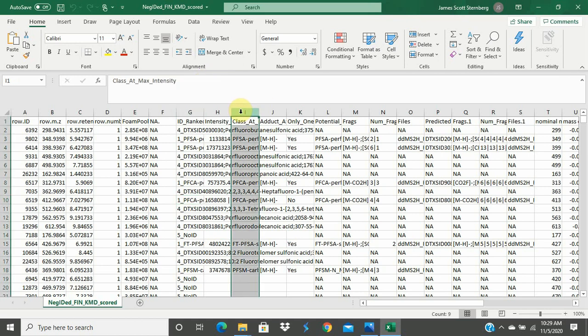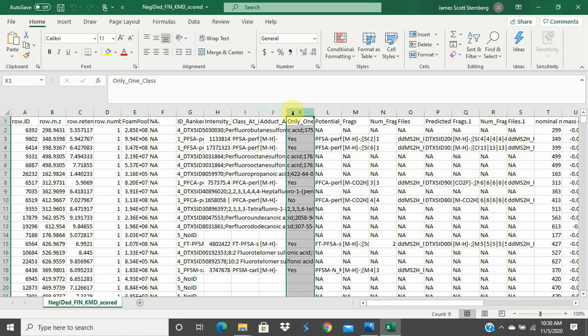The column labeled class at max intensity simply tells us the class of PFAS with the highest summed fragment intensity. The column labeled adduct at max intensity shows the adducts. At this point in our development, our software only supports negative polarity. Future goals are to add additional adducts and positive polarity.